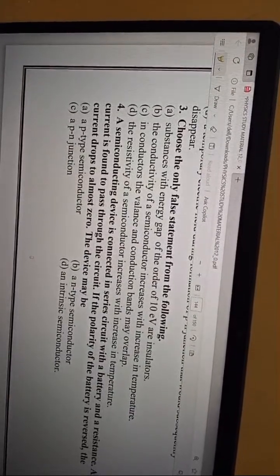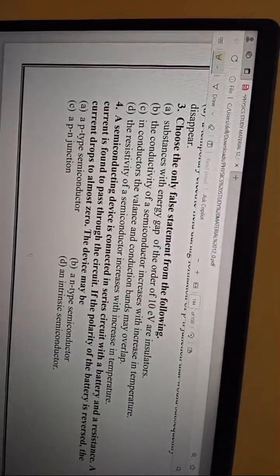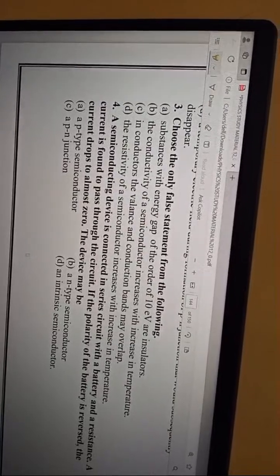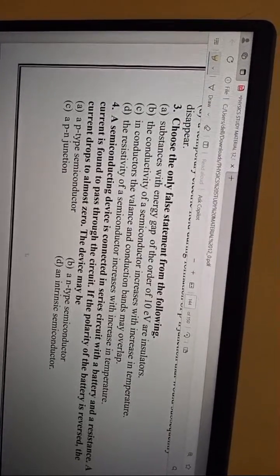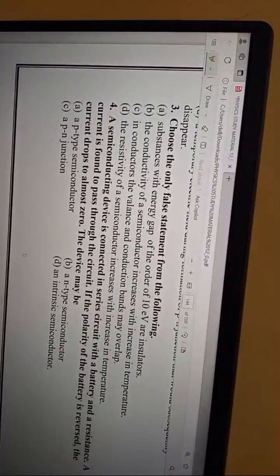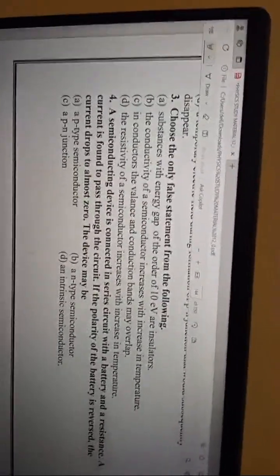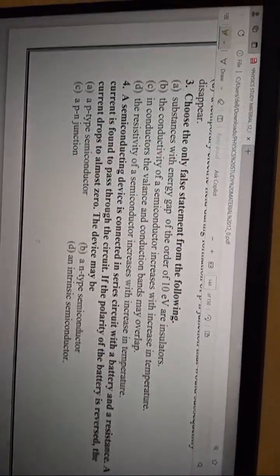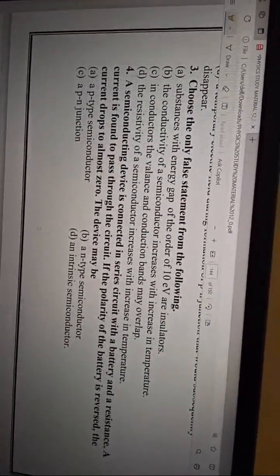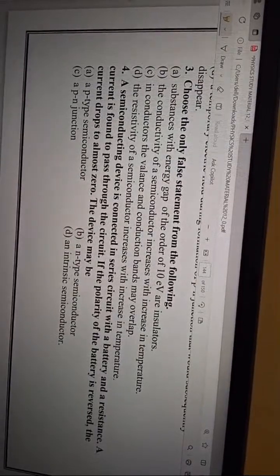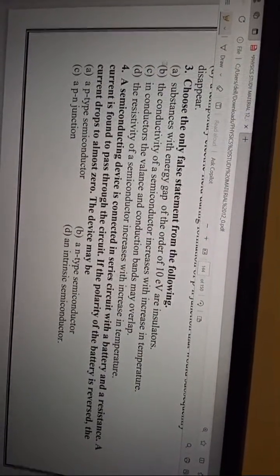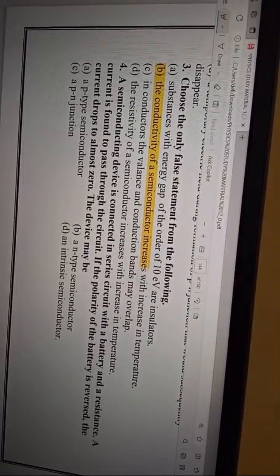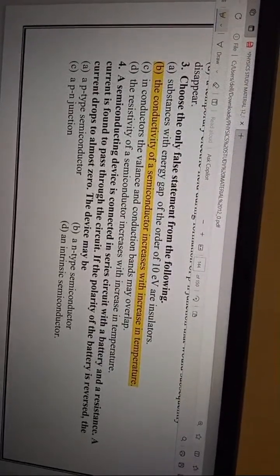Choose the only false statement from the following. Substances with energy gap of the order of 10 electron volt are insulators. The conductivity of a semiconductor increases with increasing temperature. In conductors, the valence and conduction bands may overlap. The resistivity of semiconductor increases with increase in temperature. And the answer, which is false, is the last one: the resistivity of semiconductor increases with increase in temperature.